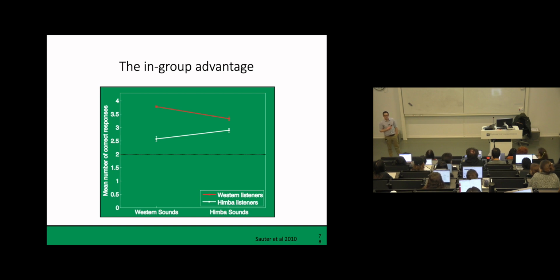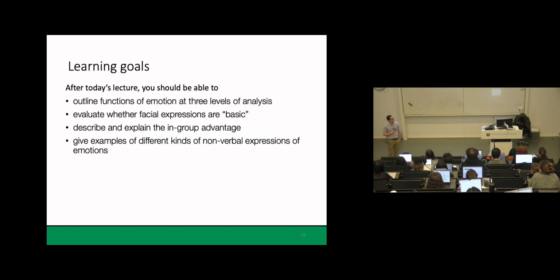Cool. Anything else? Awesome. Well, on that note, after today's lecture, you guys should all be experts at outlining functions of emotion at 3 levels of analysis, right? Individual, dyad, and group. Evaluating whether emotion expressions are basic, describing and explaining the in-group advantage, and giving examples of different kinds of nonverbal expressions of emotion.